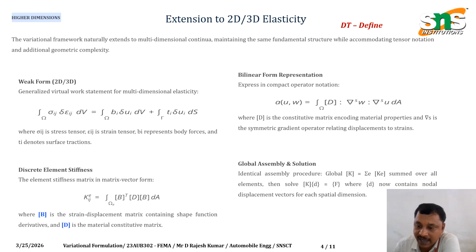So here you can see the variational framework is dimension independent. So 1D bar, 2D plane stress or strain, the same formulation. 3D solid mechanics, the same formulation. Even it extends to plates, shells or beams. Only the matrix size and the element types change. The fundamental mathematics remains the same. So next we are going to see the properties of the variational formulation.